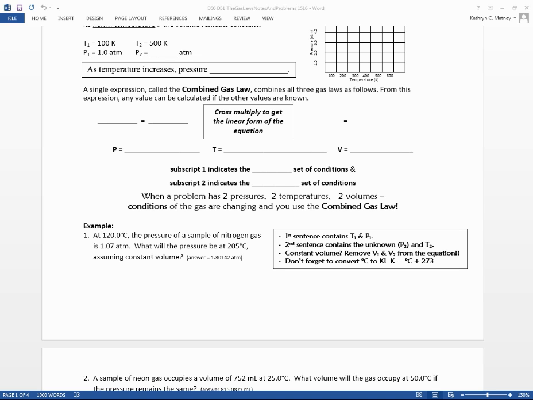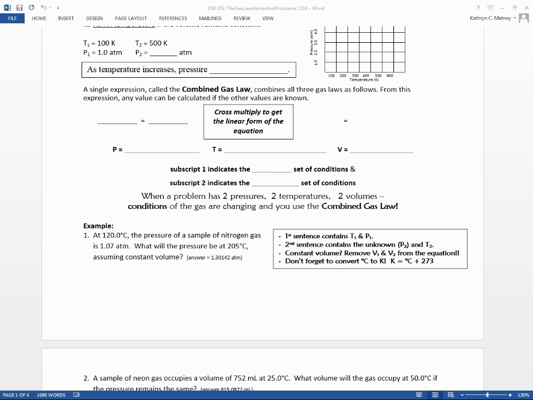This problem says at 120 degrees Celsius. Oh, stop right there. There's my T1. Do you see it? That's my T1, and Andrew says you better convert it. I'm going to add 273 to that. So I wrote down 120, and I've got to add 273 to that.